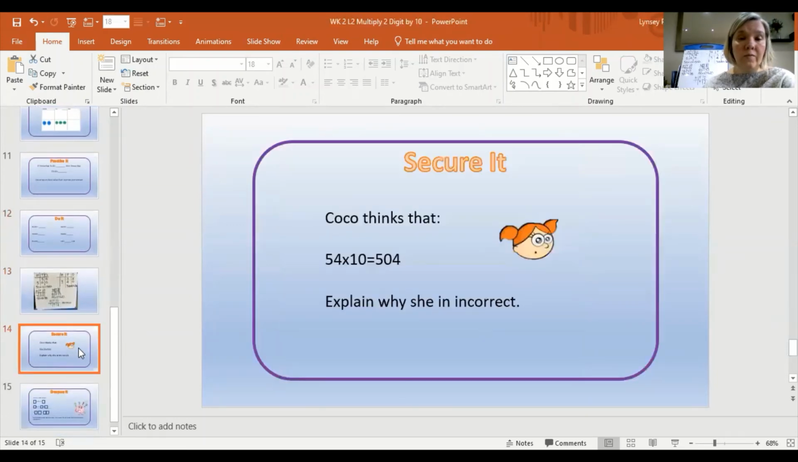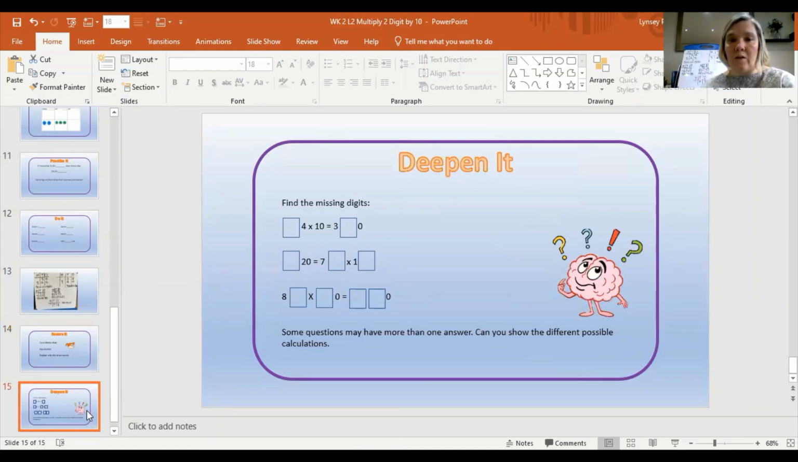There are 2 questions on here. Coco thinks that 54 times 10 is 504. Is she correct? Explain why you think she is incorrect. Okay, you need to be able to put that knowledge into your writing. So make sure I know this because, okay, she is incorrect because. And then you have a deepen it where you can find the missing digits. Now, some questions may have more than one answer. So you need to be able to show your different calculations.